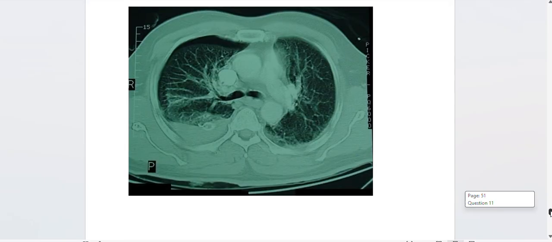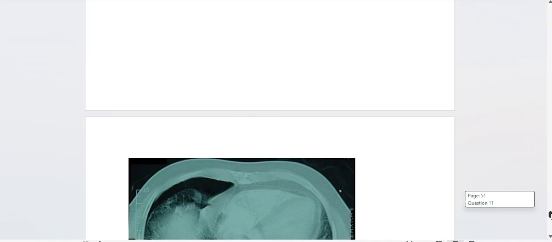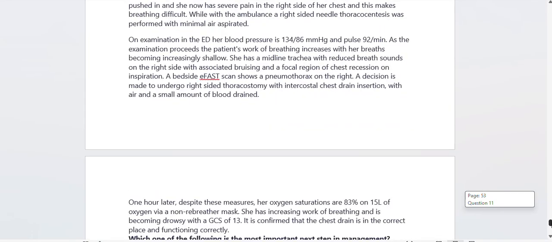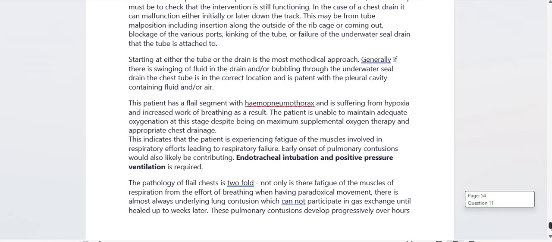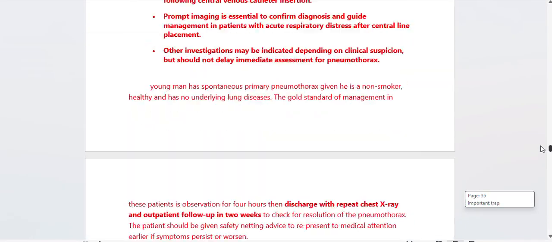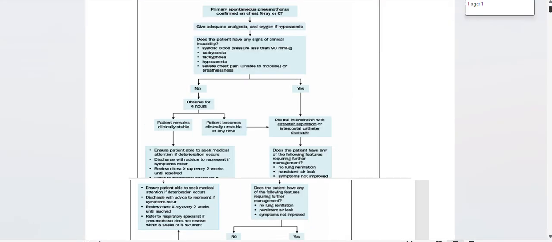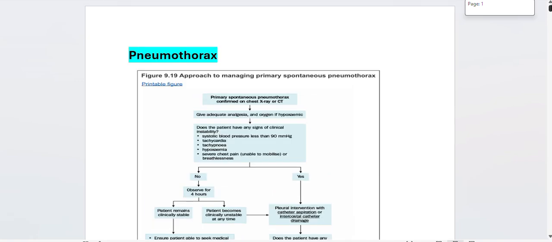Okay, this is another pneumothorax. Pneumothorax very clear. So that is all about the pneumothorax. What you're going to do is remember this chart again and again. If the patient is stable, no need to do anything, just observation for 4 hours. If the patient is clinically deteriorating, whatever the size of the pneumothorax, you have to do the intervention. Okay, thank you so much.